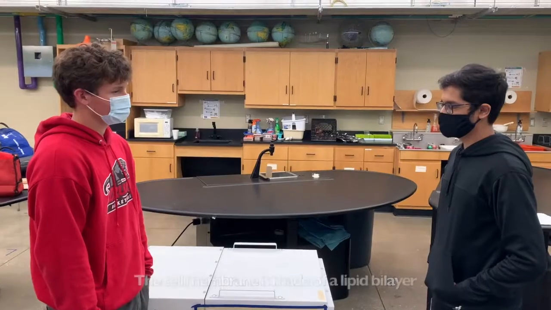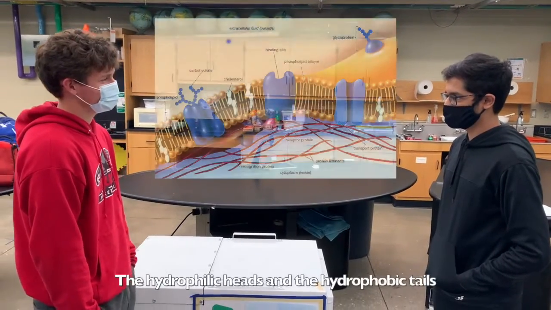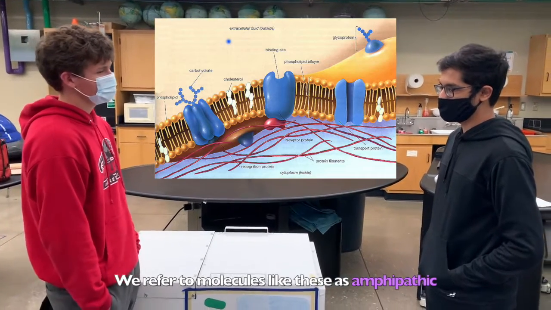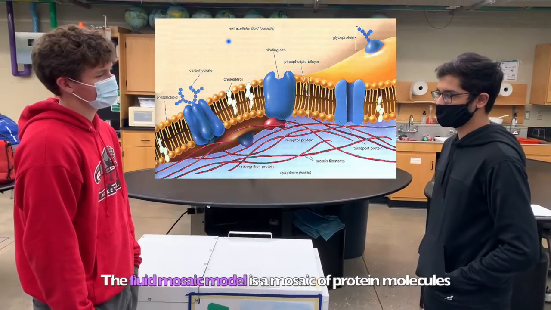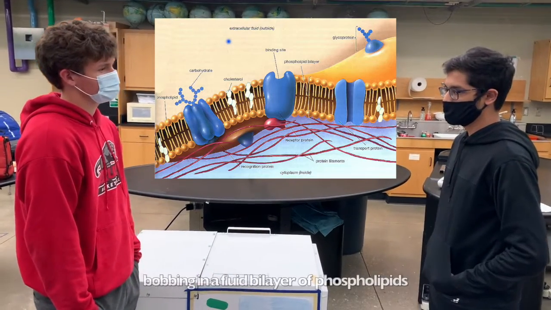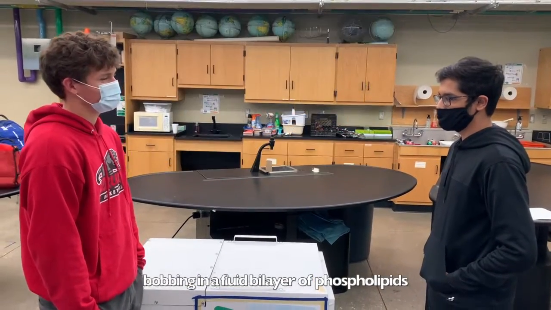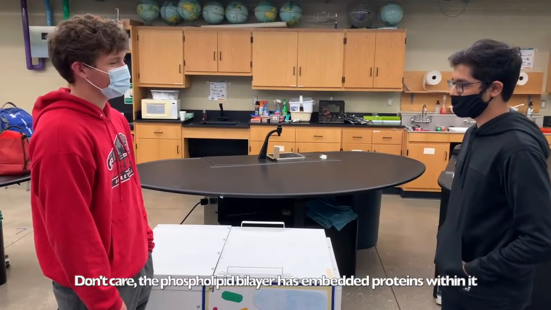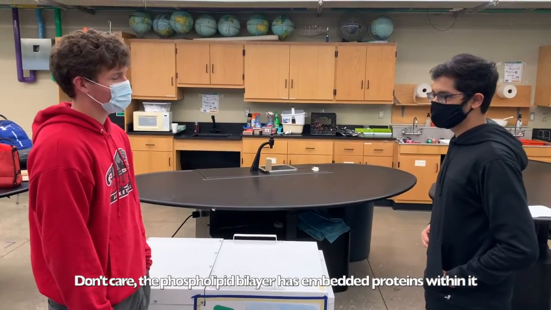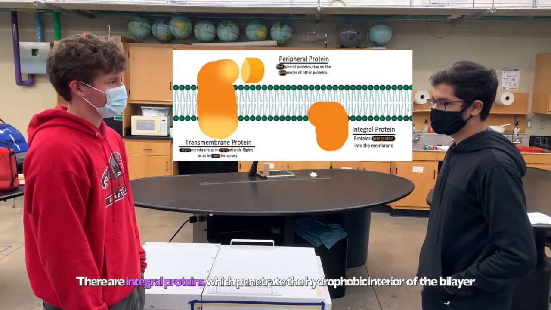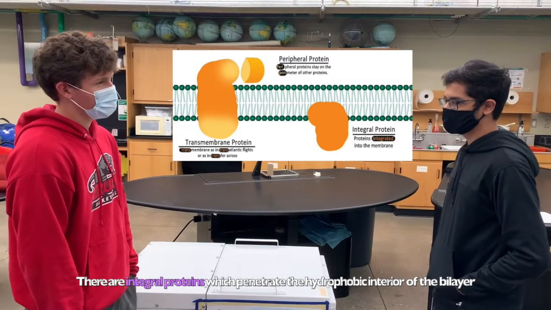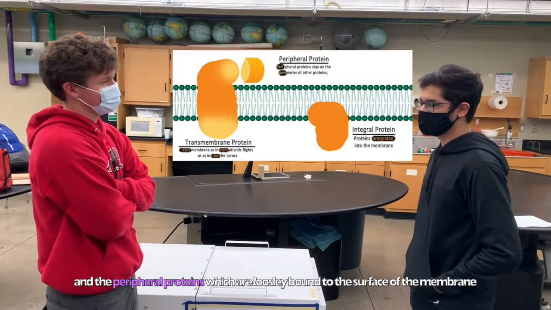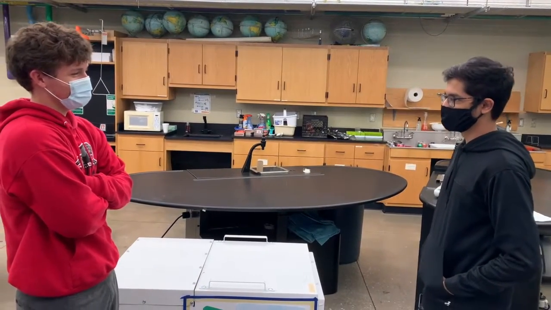Maybe. The cell membrane is made of a lipid bilayer, the hydrophilic heads and the hydrophobic tails. We refer to molecules like these as amphipathic. The fluid mosaic model is a mosaic of protein molecules bobbing in a fluid bilayer of phospholipids. I have no clue what you just said. Don't care. The phospholipid bilayer has embedded proteins within it. There are integral proteins which penetrate the hydrophobic interior of the bilayer and peripheral proteins which are loosely bound to the surface of the membrane.